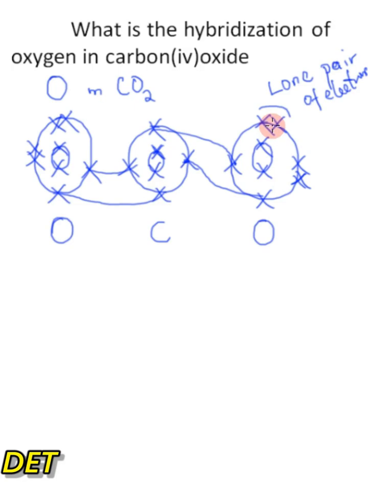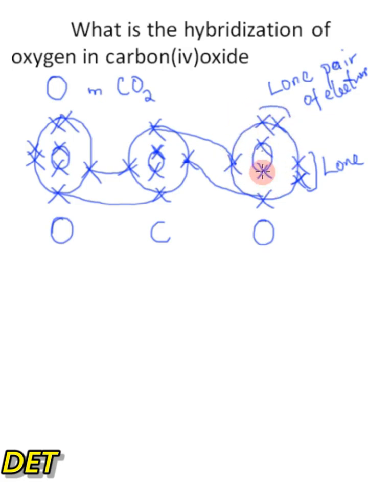It is not involved in chemical bonding. When you have two electrons that are not involved in chemical bonding, that is a lone pair of electrons. So this is another lone pair of electrons, right? So this oxygen has two lone pairs of electrons. Remember, hybridization depends on the regions of electron density around an atom. So we are considering this oxygen.